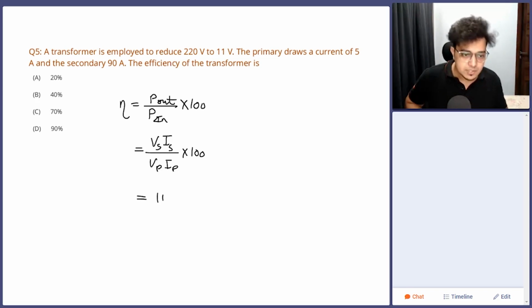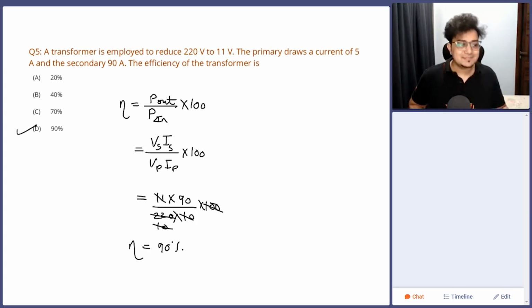So secondary voltage, the voltage that we wish to turn this 220 into, is 11 volt, and primary voltage is 220. Then current in the primary is 10, current in the secondary is 90. Okay, multiplied by 100. So we can cancel this and this will be 10, and 10, 10, 100, and this 100 cancel, remaining is 90%. That's all. Correct answer is option D.